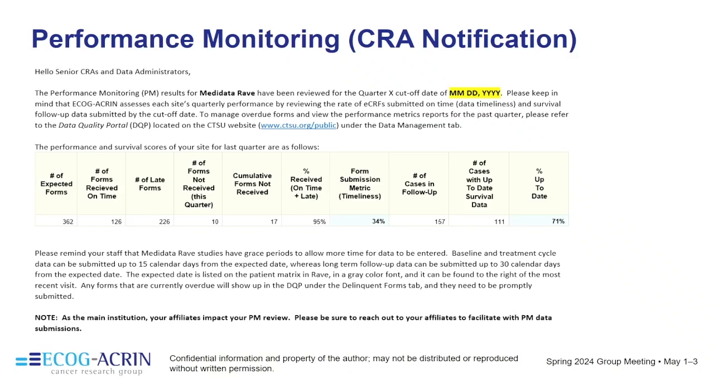Survival scores are based upon the date of last contact, so patients lost to follow-up would count against you. In those cases, you can reach out to our alias, eap@ECOG-ACRIN.org, and we can take a look and maybe rescind those overdue.